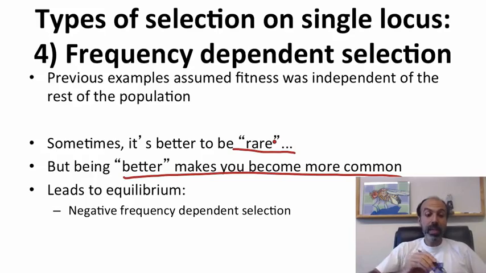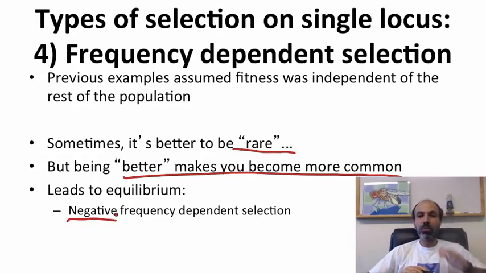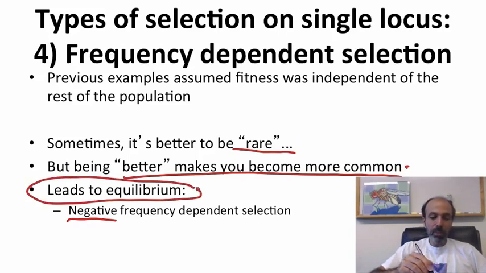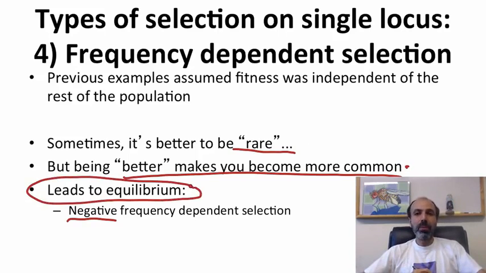What this does, and this is the case specifically of negative frequency-dependent selection, we're not going to talk about positive frequency-dependent selection. If you have negative frequency-dependent selection, this assumes that it's better to be rare, but being better makes you become more common. This eventually leads to an equilibrium. Let me give you an example.